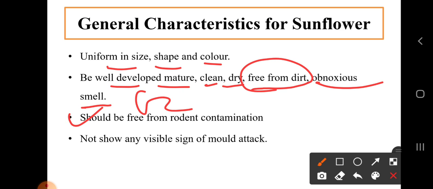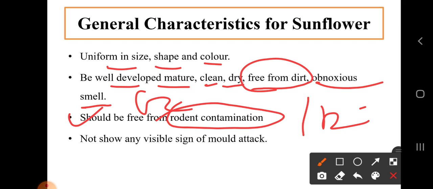It should be free from any kind of rodent contamination or any kind of insect and pest attacks. Grains which are already bored by any kind of stored insect or pest are not allowed. It should not have any visible sign of mold attack, that is, an attack of any pest or disease, or half-eaten grains. These are not tolerated in the sunflower grade.